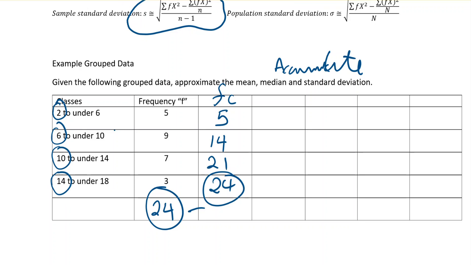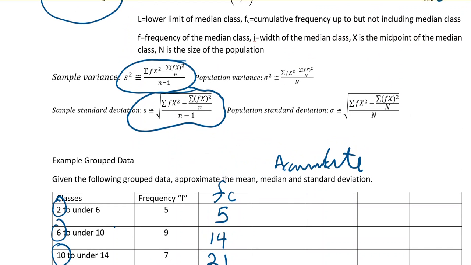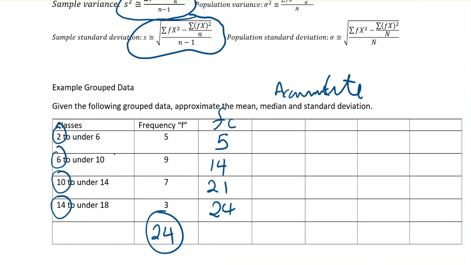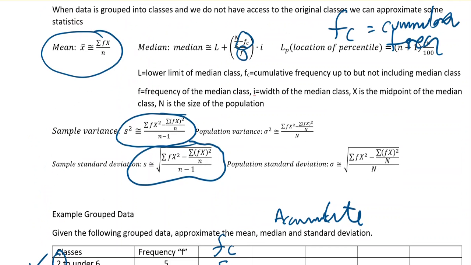So the FC is one of these numbers, right? So we need to find out which one. F is the frequency of the median class. So whichever median class it is, either this one, this one, this one, or this one, F is the frequency of that. So it's either 5, 9, 7, or 3, one of those numbers.